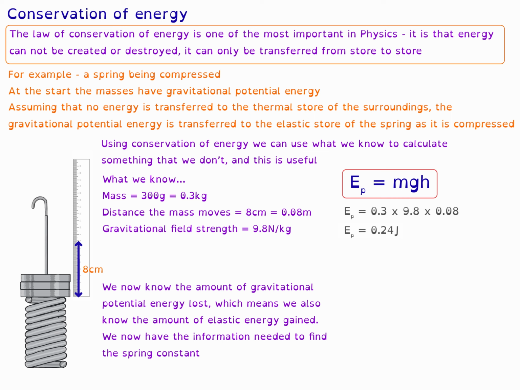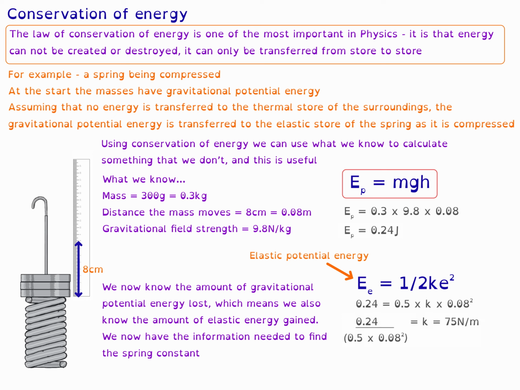The amount of elastic potential energy gained is 0.24 because this is the same as the amount of gravitational potential energy lost. This equals a half, 0.5, multiplied by our spring constant multiplied by our extension, 0.08 squared. If we rearrange that to make k, our spring constant, the subject, then we get 0.24 divided by bracket 0.5 multiplied by 0.08 squared. And this gives us our spring constant k of 75 newtons per metre.